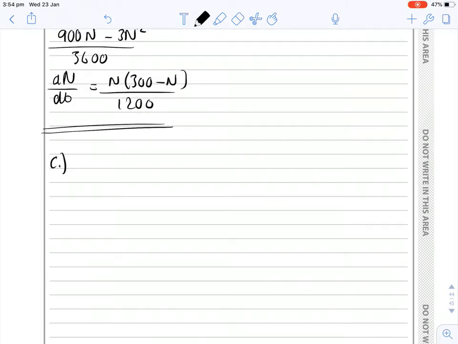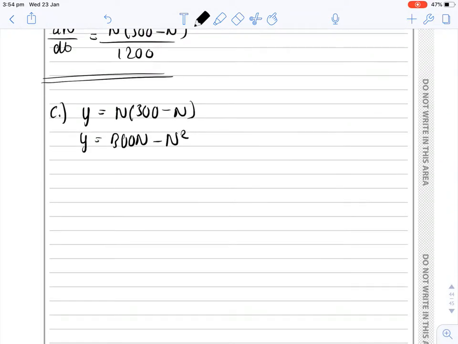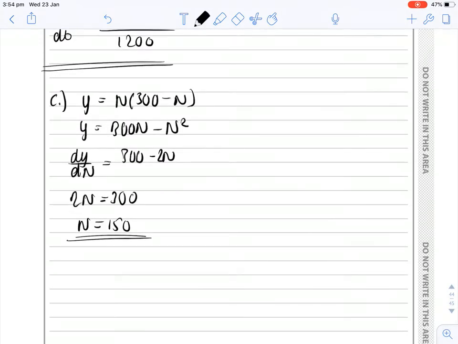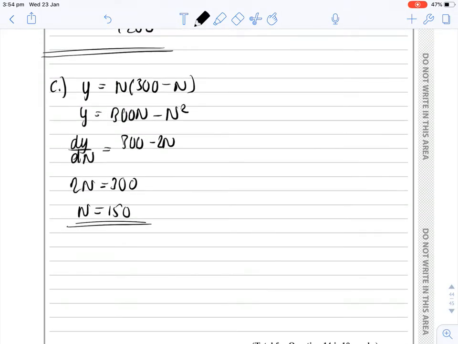So if we say that that is our own equation, y = n(300 - n), so y = 300n - n². Then we could find the maximum by differentiating. dy/dn = 300 - 2n. Putting that equal to 0 to say 2n = 300, and therefore n is 150. By finding that n is 150, we can then substitute that into our original equation in order to find out what our answer is going to be.